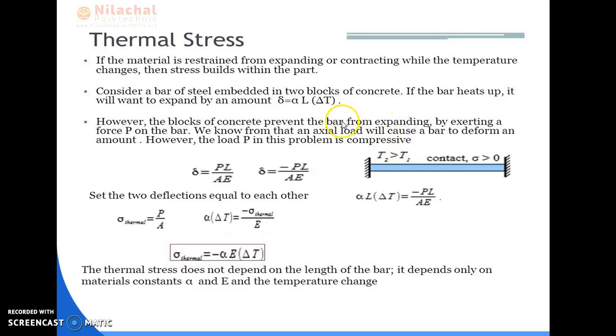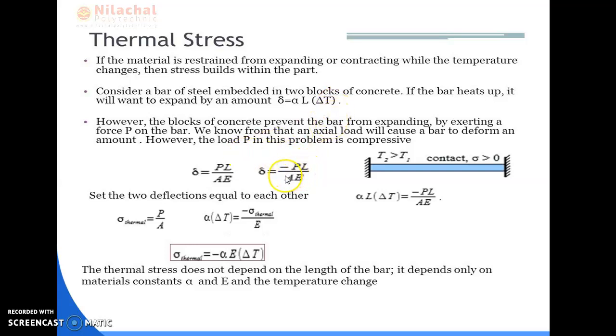Now, if you want to find out the change in deformation during heating of the material, it can be obtained as del L equal to alpha into L into del T, where L is the original length and del T is the change in temperature, which may be heating or cooling. So the change in deformation of the material is del L equals L alpha del T.